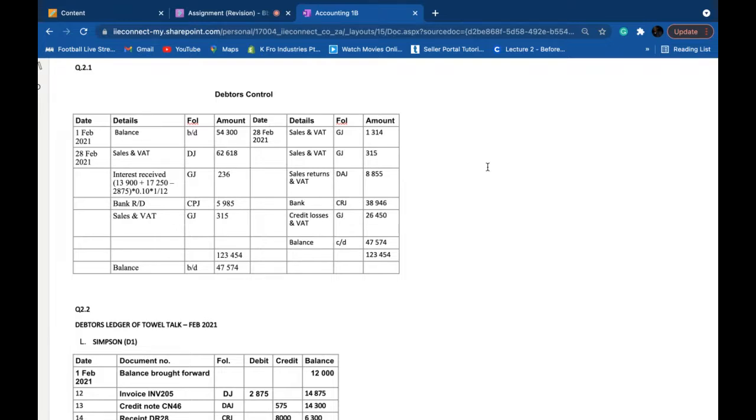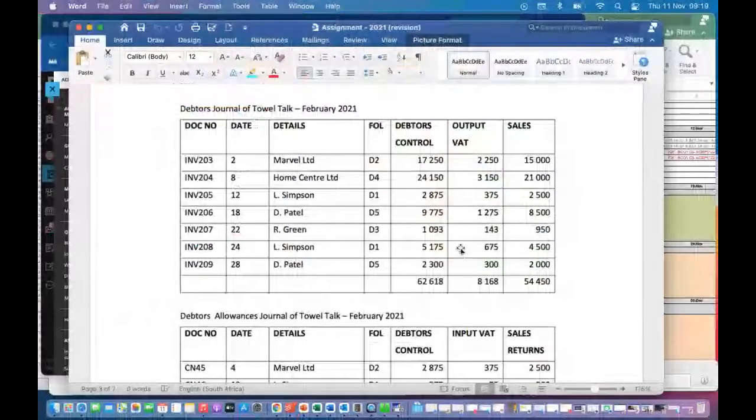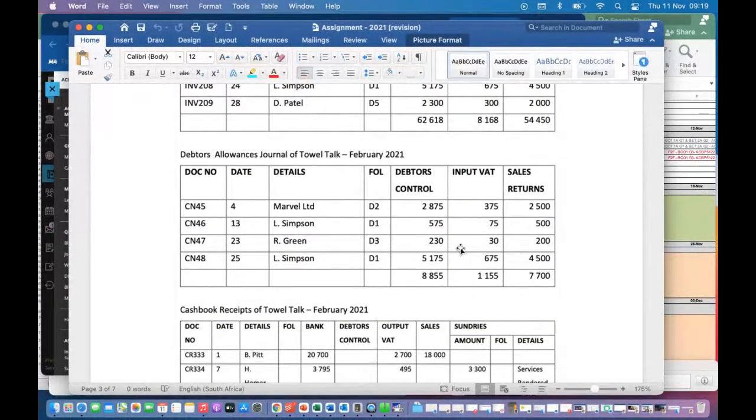So can you see this is a copy and paste job? Okay, but you need to have known these things. We obviously then go to the next one, and we do the same thing. We say debtors allowance journal. Is that going to reduce or increase my debtors control? Debtors allowance is whenever a debtor has returned goods to you, or is asking for a rebate.